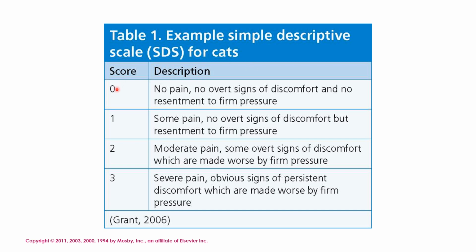So, for example, when we score 0, that indicates that the animal has no pain. For 1, there is some pain, but there are no overt signs of discomfort to the animal. For a score of 3, for example, there is severe pain. There are obvious signs of persistent discomfort, which are made worse by firm pressure. So again, these are usually applied in cats.